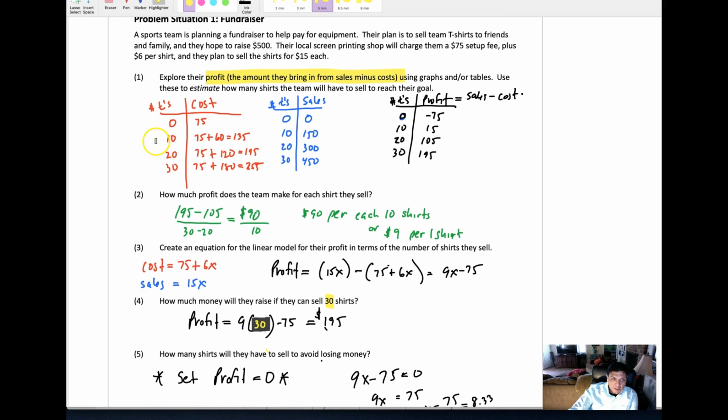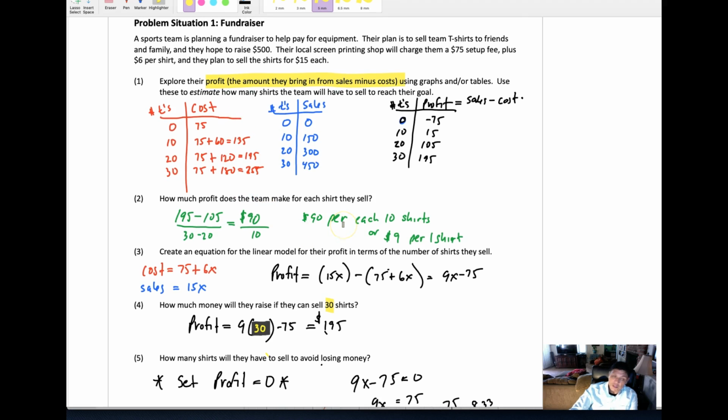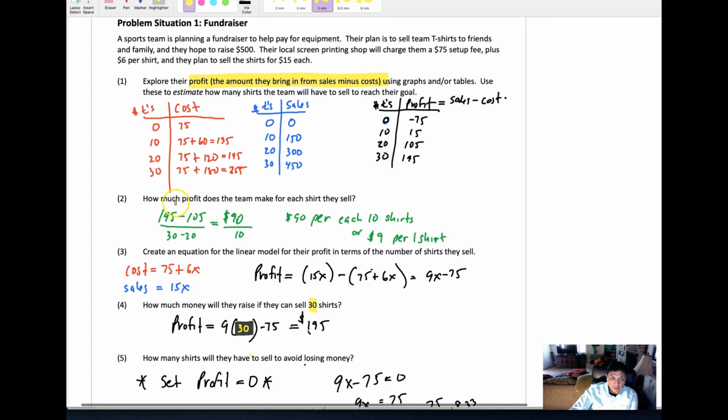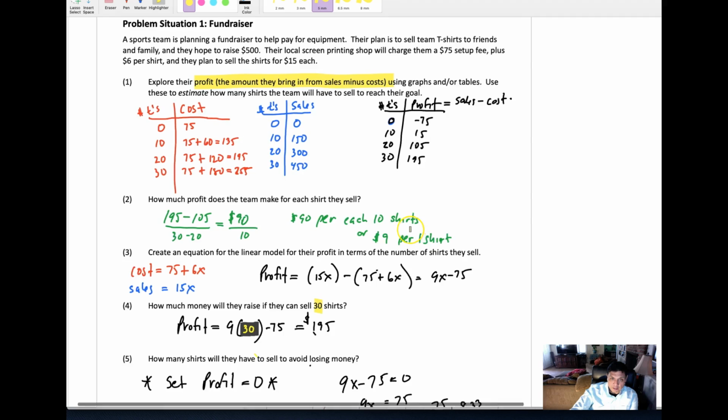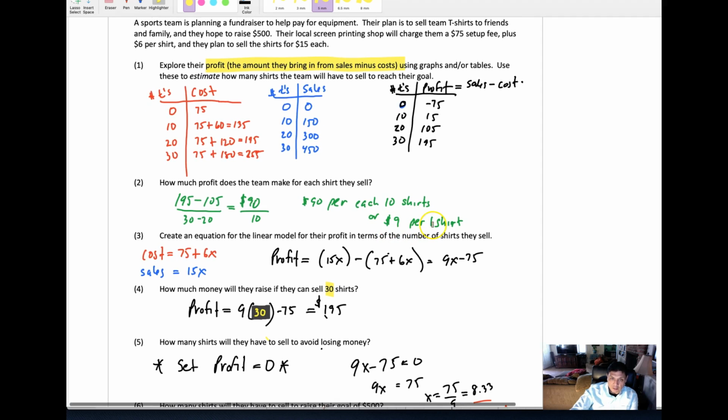And so since you see this constant rate of change, these output values are changing at the same rate with linear equations, which allows us then to solve questions by finding slopes. And in this case, how much profit does the team make for each shirt they sell? So I'm looking at the profit here. I find the slope in between two of the values, and you can see you make $90 per 10 shirts or $9 per one shirt. So the slope, or the profit, would be $9 per shirt.